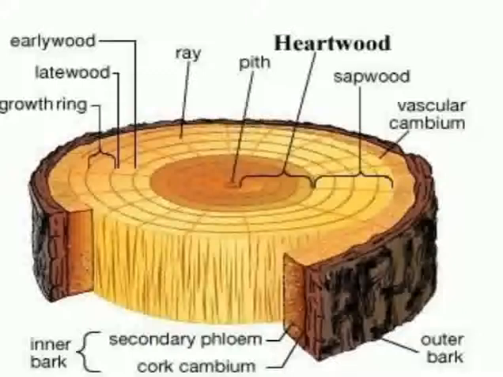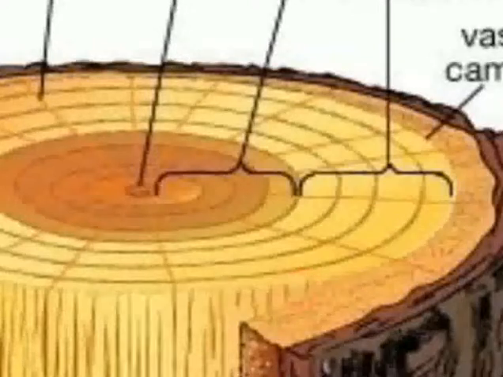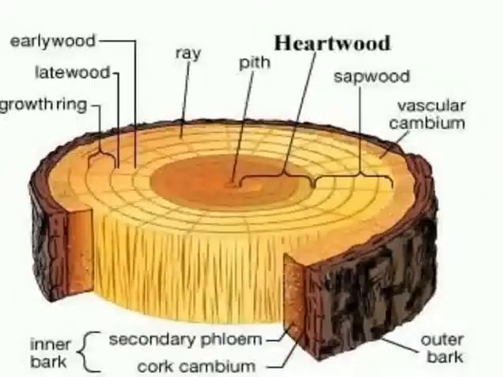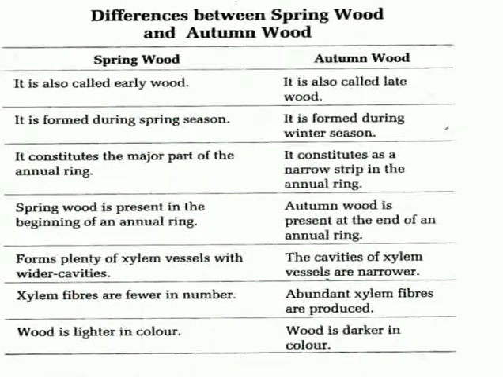At some places, the cambium forms a narrow band of parenchyma, as you can see here, which passes through the secondary xylem and secondary phloem in the radial direction. Thus, the secondary medullary rays appear later. So, this is how the cambium activity takes place.